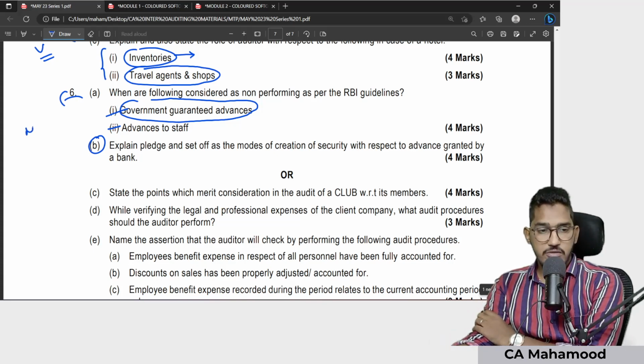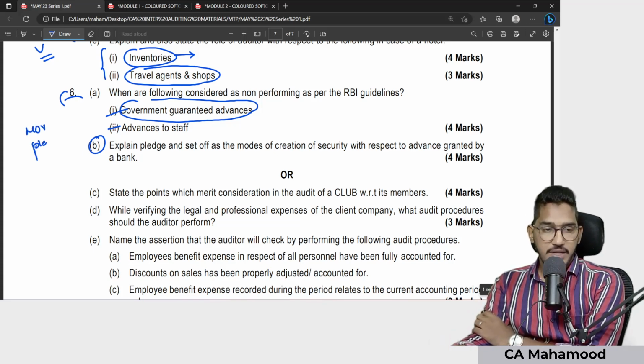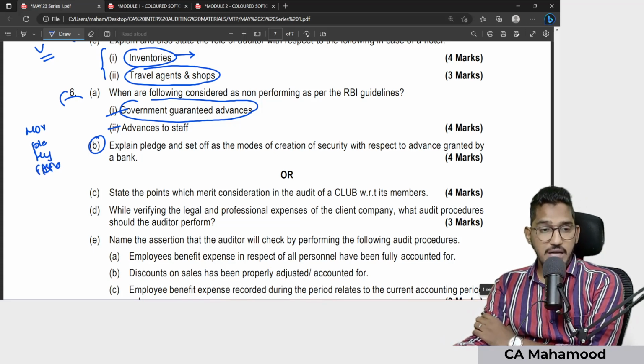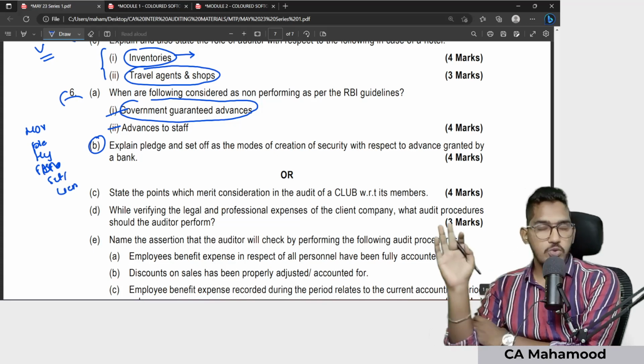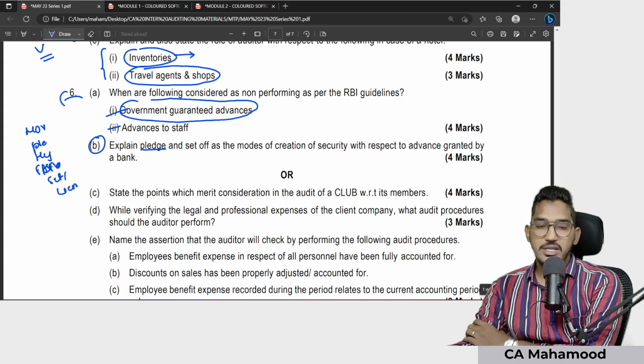6 different modes are there. We have mortgage, we have pledge, we have hypothecation, then we have set off, then we have assignment, and even we have lien. They are not asking you to explain all the modes of creation. They are only asking you about pledge and set off.